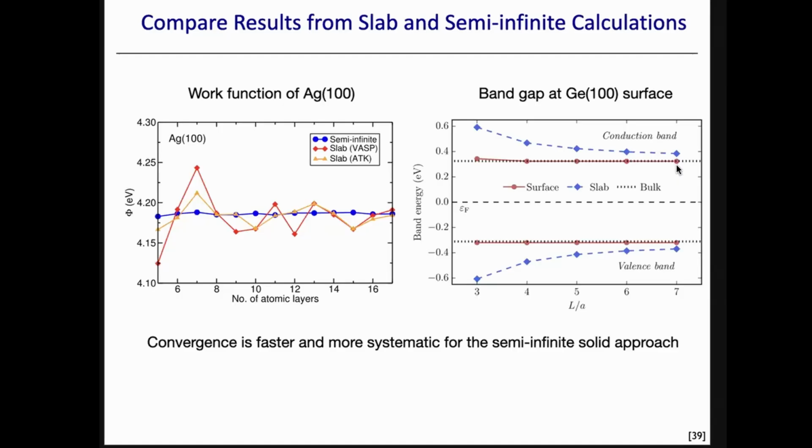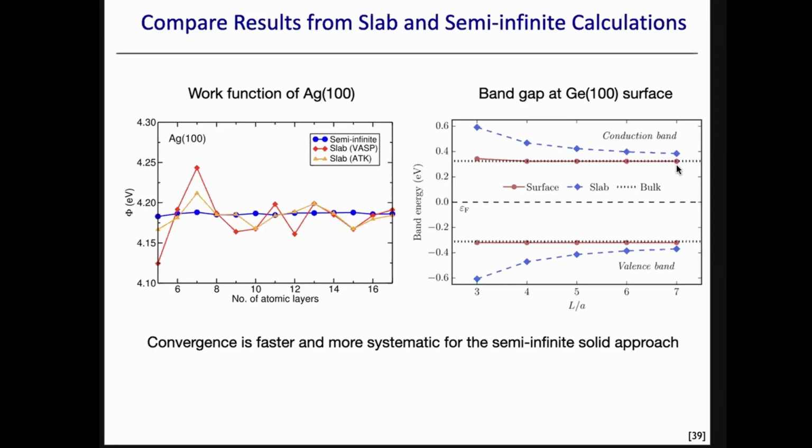Beautiful convergence. Let's look at the band gap of germanium near a surface. The bulk band gap is here. How big a slab do you need to get convergence inside the slab to the right band gap? You need actually 14 layers. Almost no one does a calculation with so many layers in a slab, so these are always far from being converged, really.